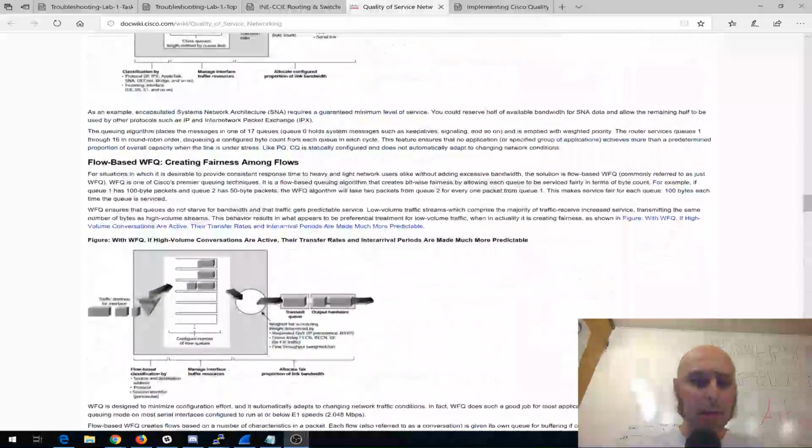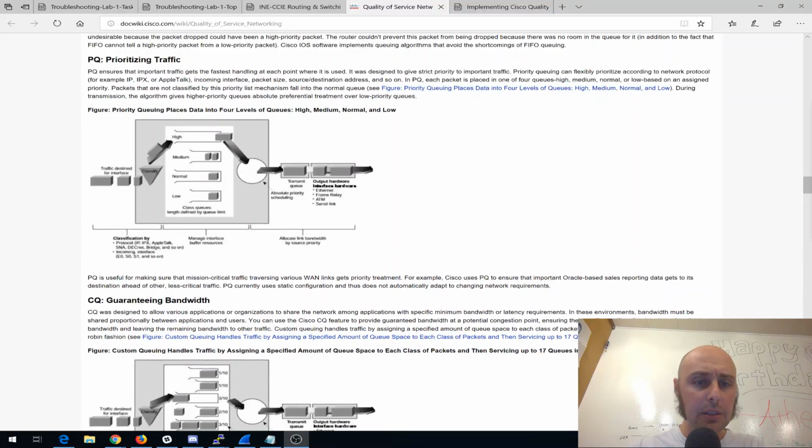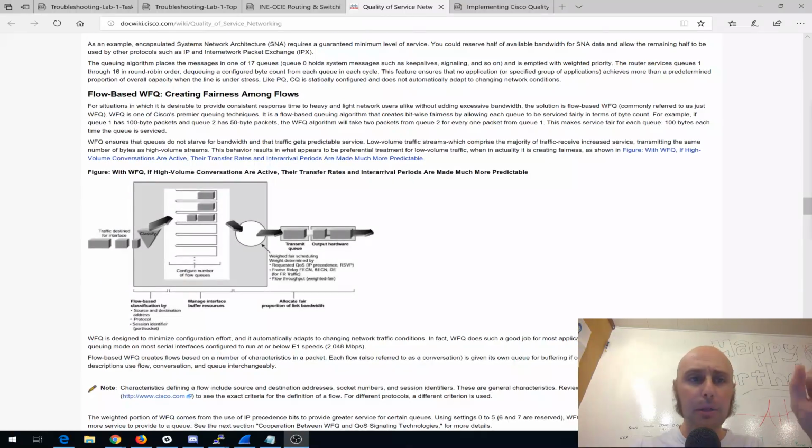I'm about halfway through it. Where am I? Flow-based weighted fair queuing. Yeah, I'm almost halfway, and I have 5 pages of notes. So there's a lot of good material on here. It doesn't get into configuration. This is all theory and vocabulary, and that's what I want to start with.